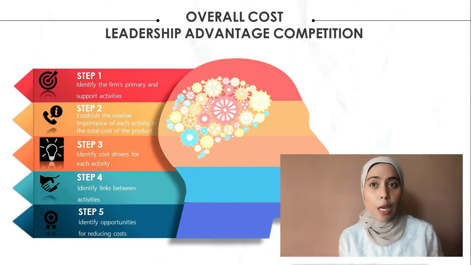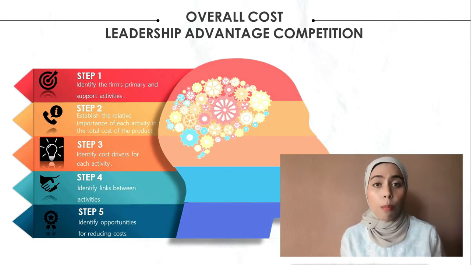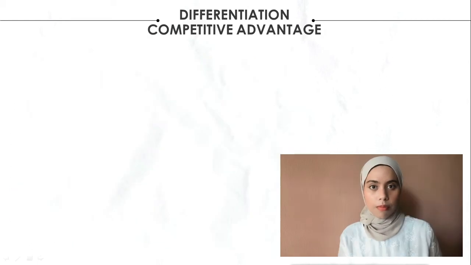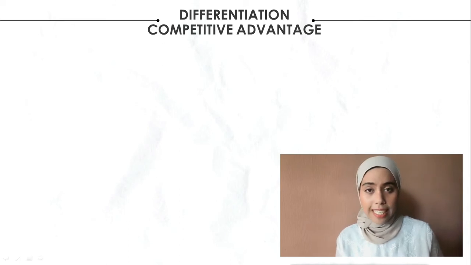The last step is to identify opportunities for reducing costs. When the company knows its inefficient activities and cost drivers, it can plan how to improve them. For example, a high wage rate can be dealt with by increasing production speed, outsourcing jobs to low-wage countries, and installing more automated processes. Next, for a company that creates a differentiation competitive advantage, value chain analysis can be adopted in 3 steps.